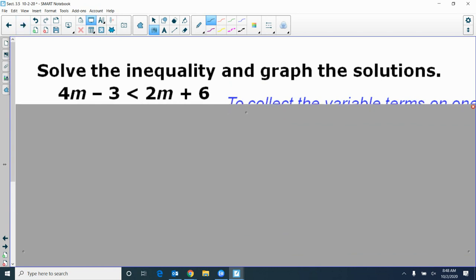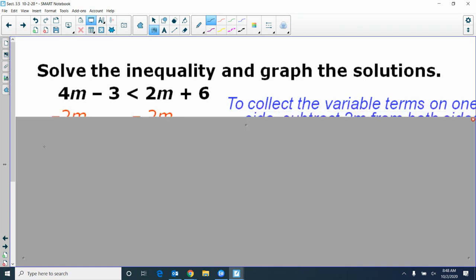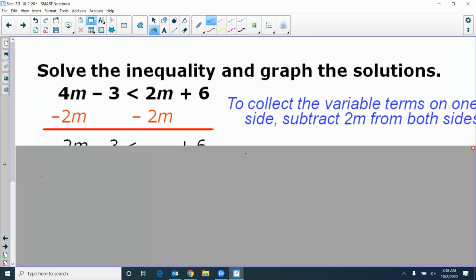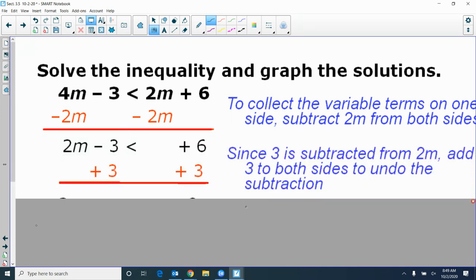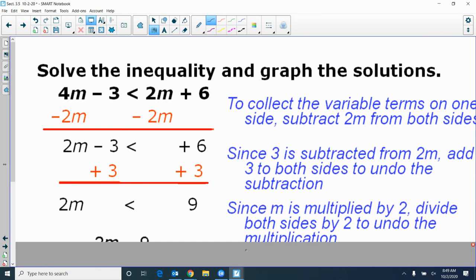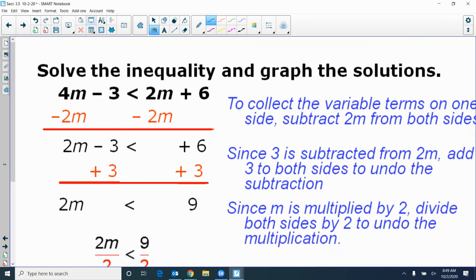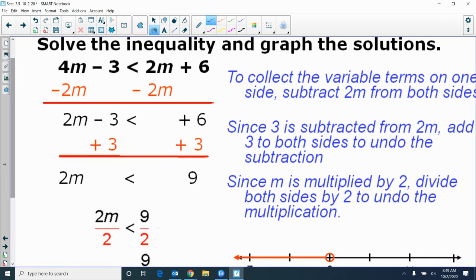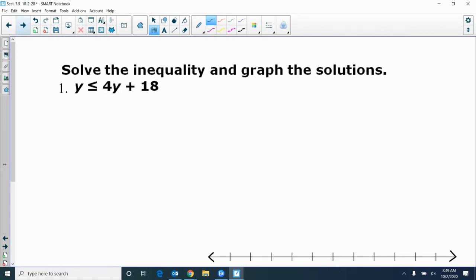If you got a 4m minus 3 and a 2m plus 6, which isn't on your paper either, just pay attention, move the variables first. Here I would move the little guy. And then you move the constant last. And the very last thing you should do is divide. So you want to add or subtract first, multiply or divide last.